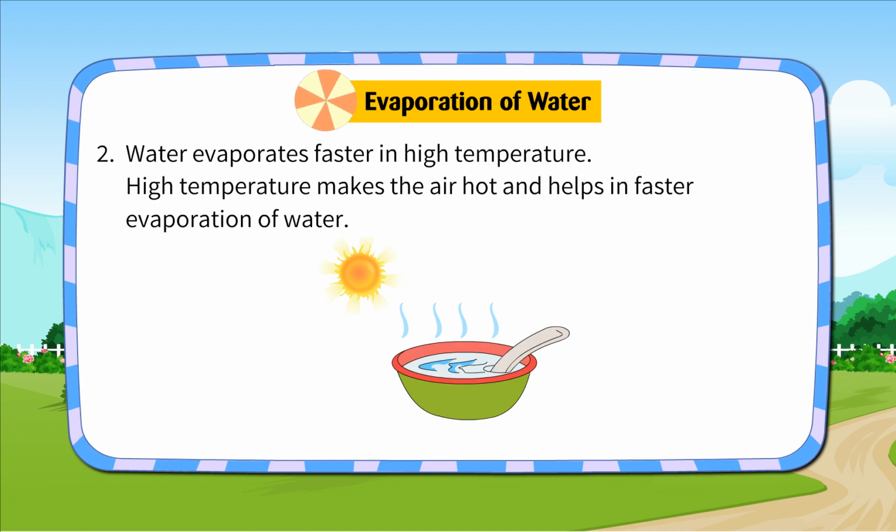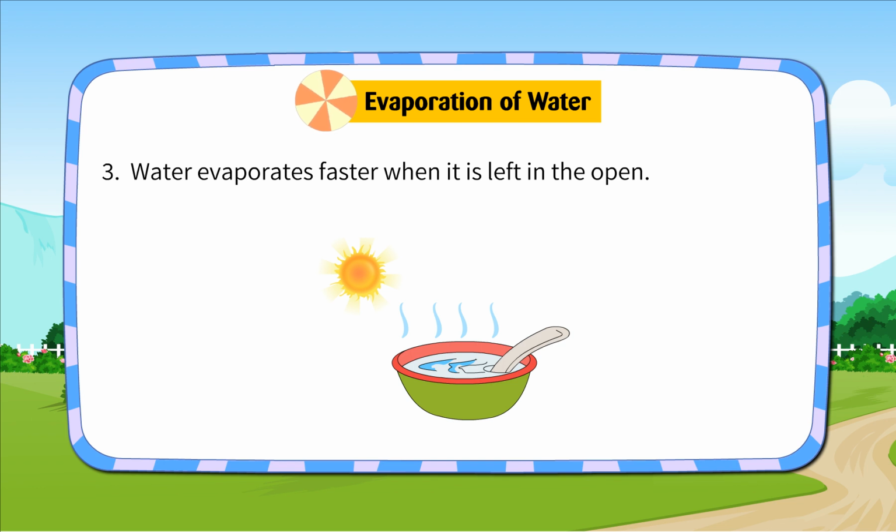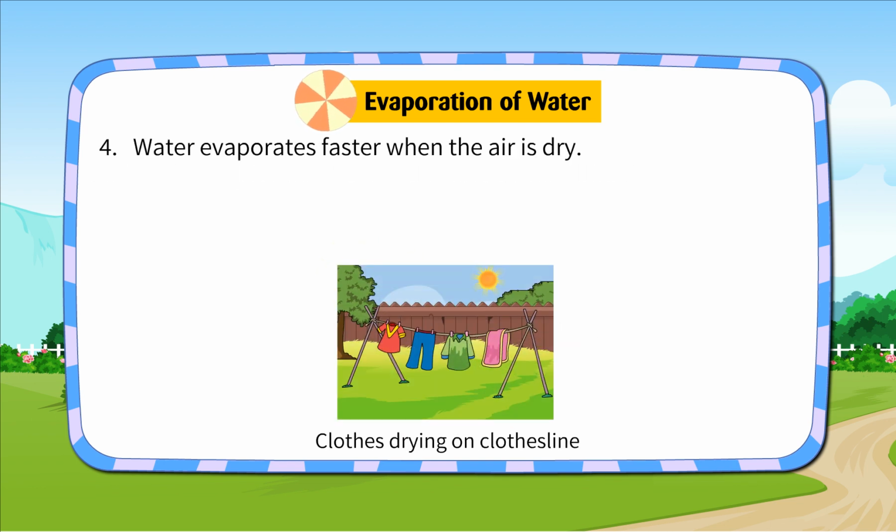Number 2, water evaporates faster in high temperature. High temperature makes the air hot and helps in fast evaporation of water. 3. Water evaporates faster when it is left in the open. 4. Water evaporates faster when the air is dry.